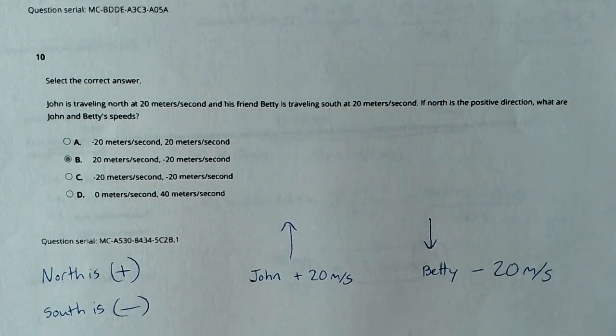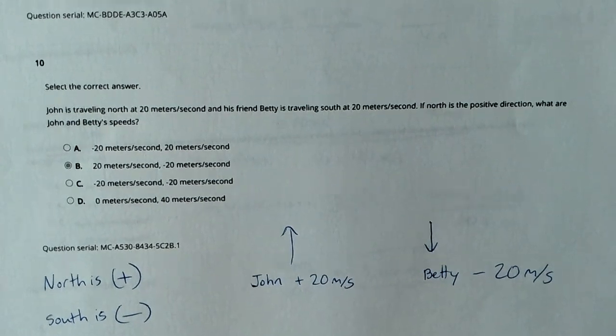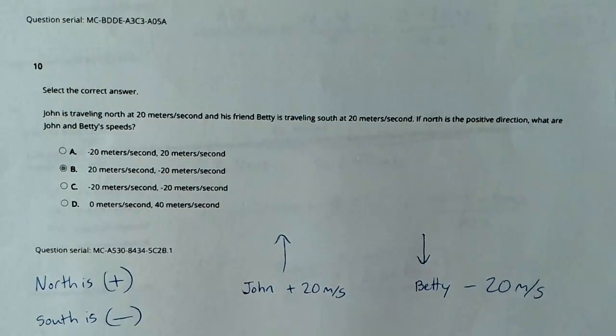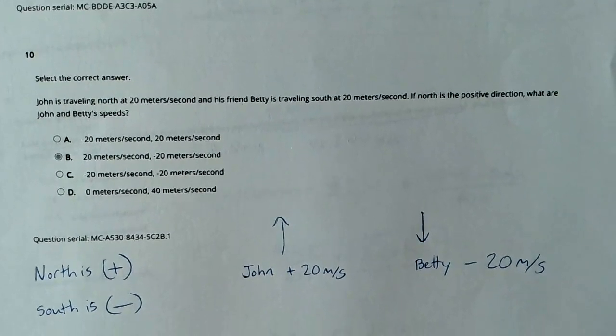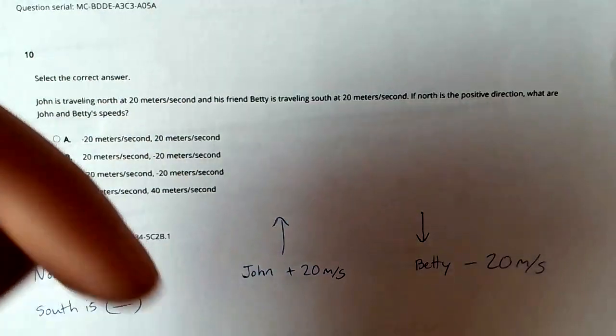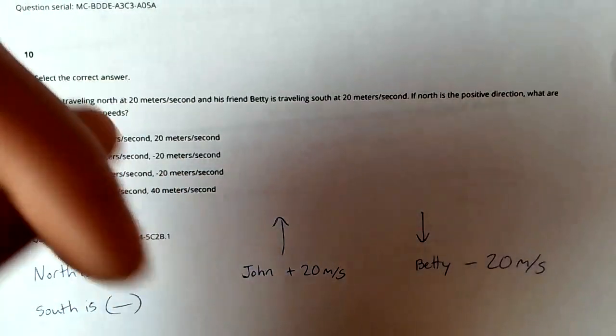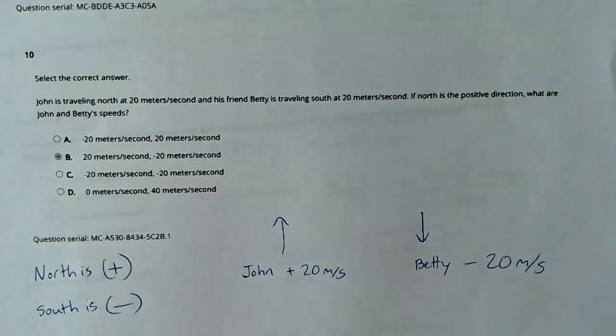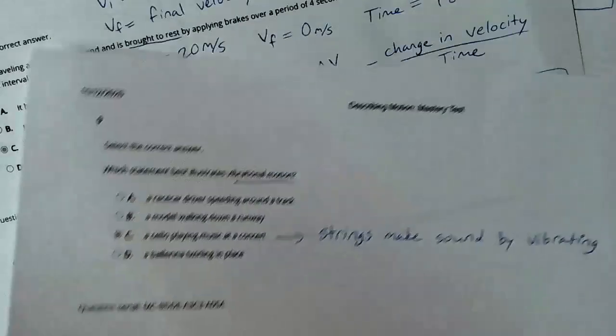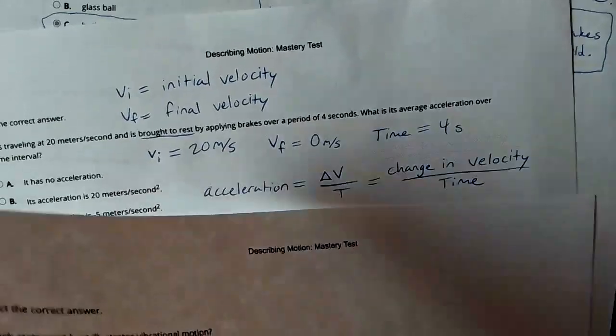Is that clear for everyone? If you say one direction is positive, then if you go in the opposite direction, that automatically makes it negative, okay? So all this is saying, John is going 20 meters per second one way, Betty's going the same speed, same velocity, but in the opposite direction. Same speed, opposite direction.